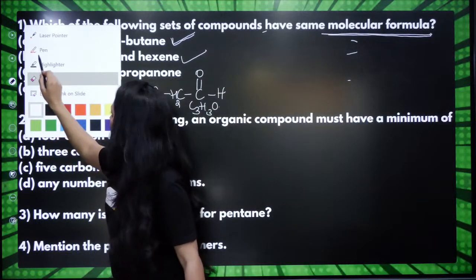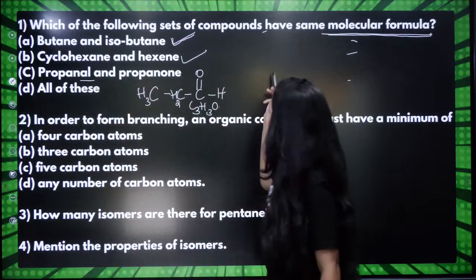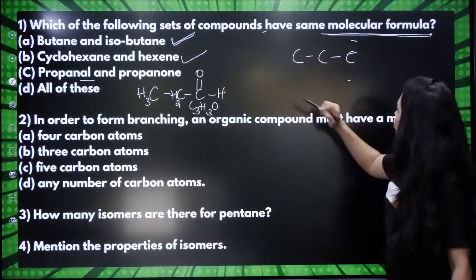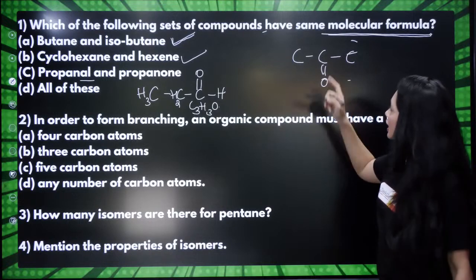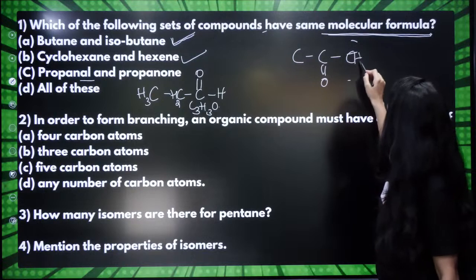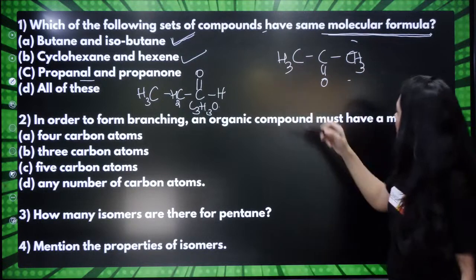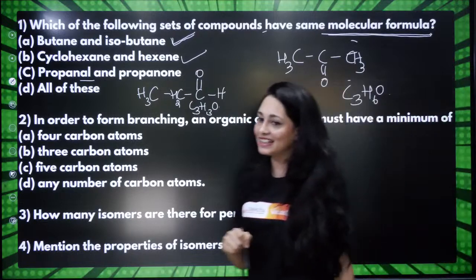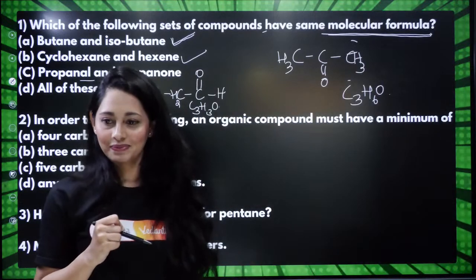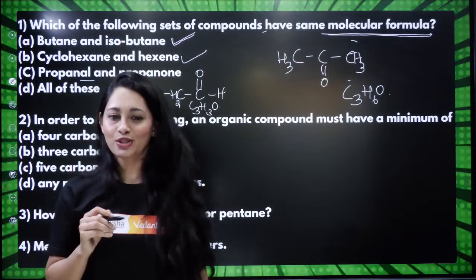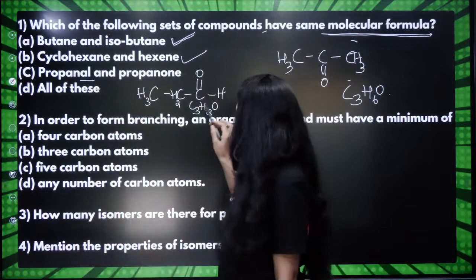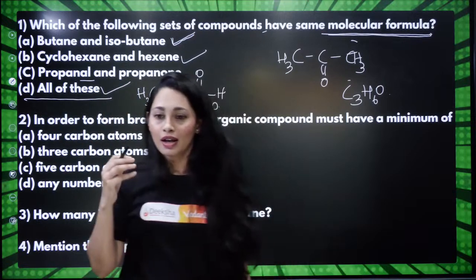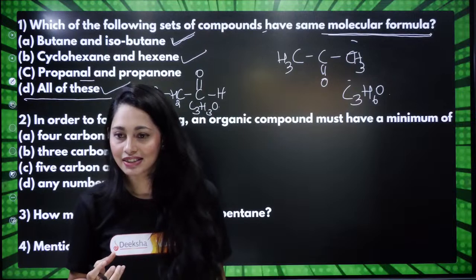Propanone. Tell me the answer. Propanone, I'll write here. C, C, C. Okay. So, yeah, it will be bonded to 1 carbon atom. Okay. CH3, CH3. Now, see, C3, H6, O. Aren't they isomers? They're all isomers. Okay. These are all having same molecular formula, guys. All of these, option D is the right answer. Please don't get confused.